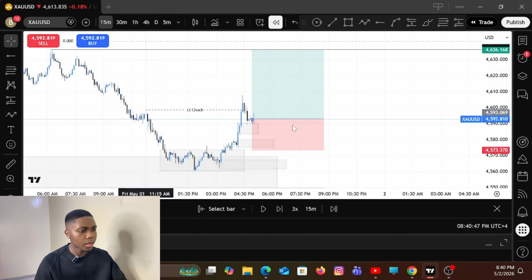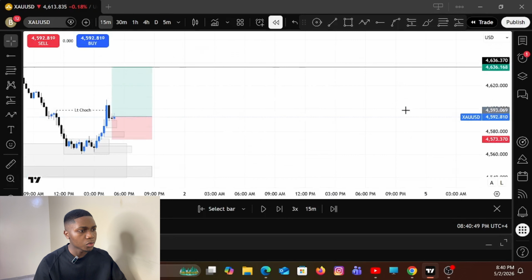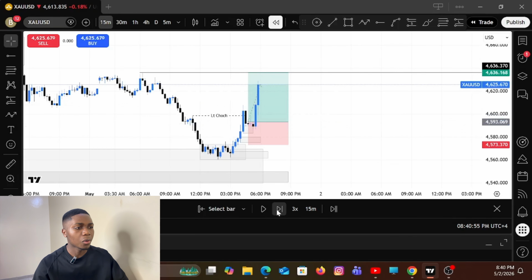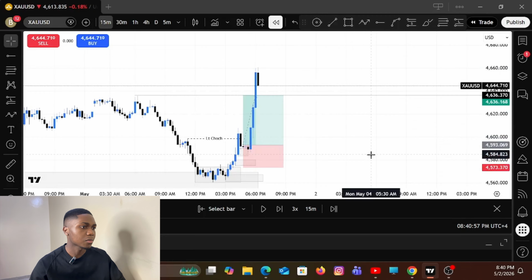So as I entered here, and just like that, within 1 hour, I hit TP and I was out of the market. Normally, this type of move doesn't happen in the market all the time.